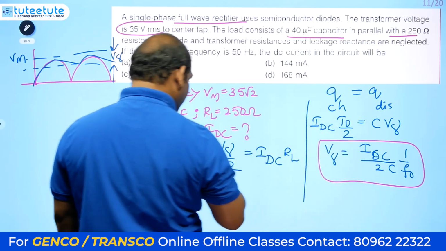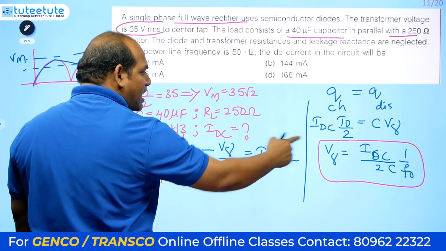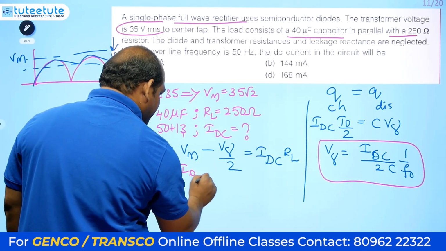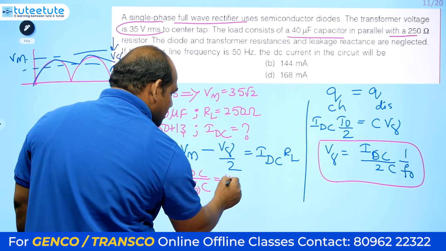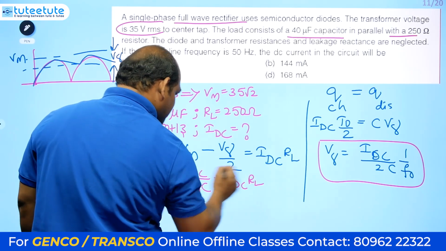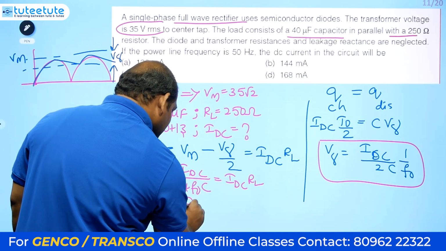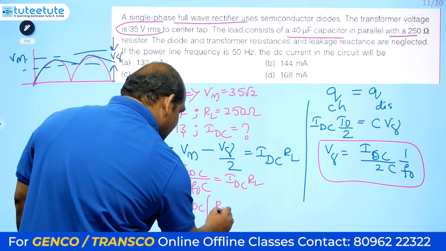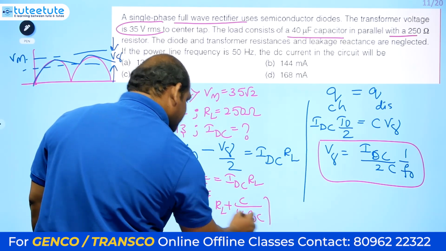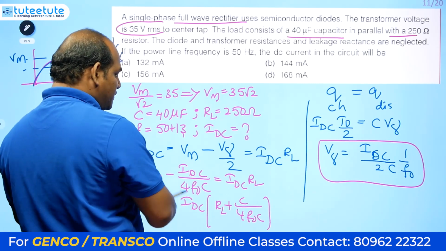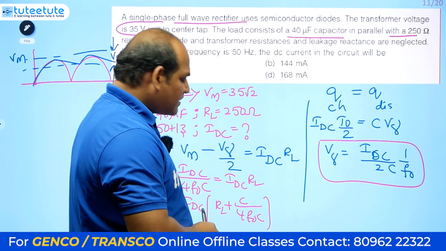So substitute this one here. Then Vm minus, here by 2 is there, already 2 is there, so that IDC by 4 F0 into C is equal to IDC into RL. Now Vm is equal to, sending this term to this side and taking IDC common, you will get RL plus 1 by 4 F0 into C. From this you can get IDC, so IDC is Vm by RL plus 1 by 4 F0 into C.